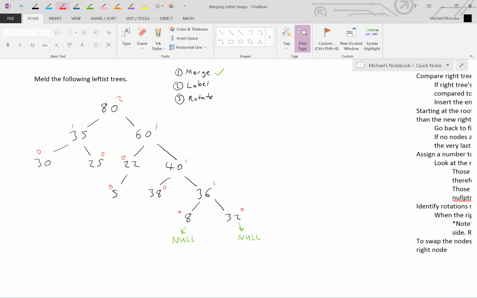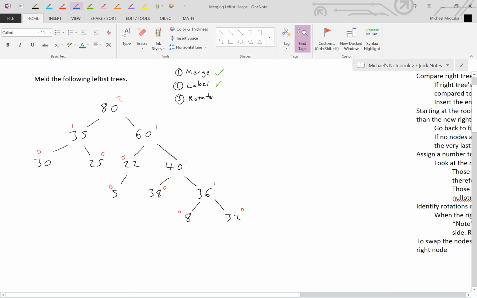Okay, so now we've done the second step, and really the most complicated of all of the steps, and that'd be labeling it. Okay, so now we're going to get rid of these guys, and all we're going to do is look and see which ones we have to rotate. Now to figure out what we have to rotate, all we have to do is look and see if the right side is ever bigger than the left side on the same level, then we have to switch it.